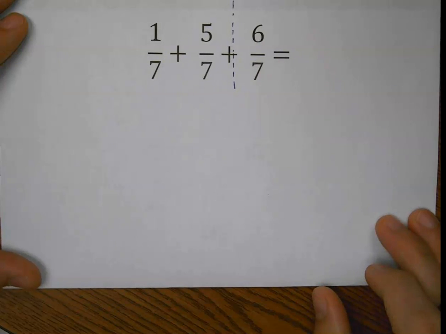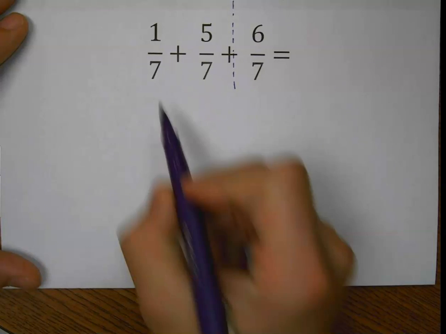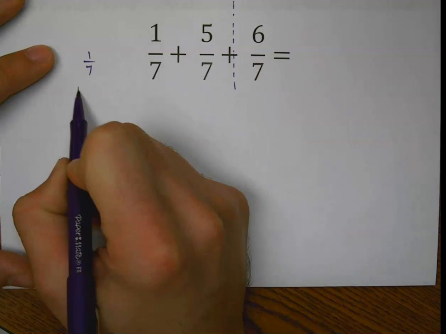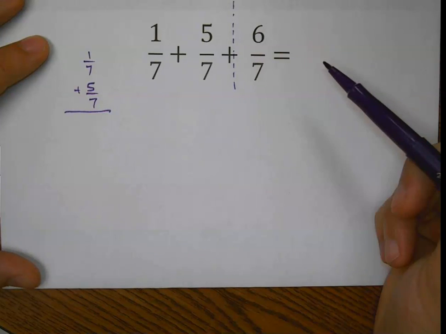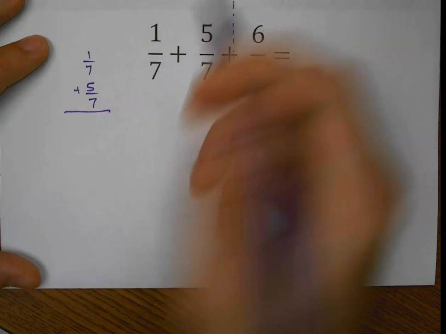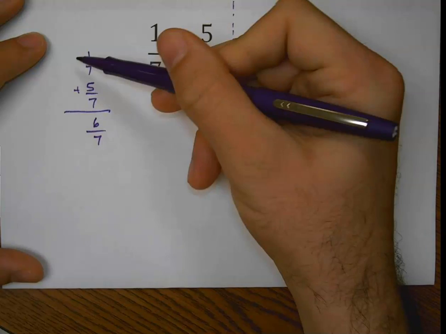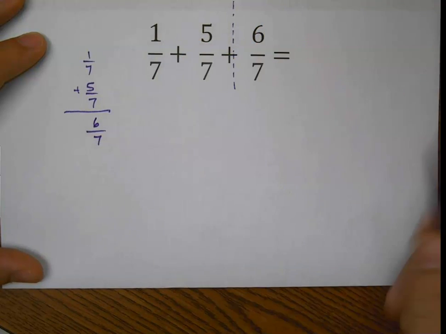Now, since this is all addition, we're still going to use the order of operations. And since it's all addition, we're just going to go from left to right. So this is what I would do first. I have 1 over 7 plus 5 over 7. My first step is to add the numerators. 1 plus 5 gives me 6 over 7. I don't have any whole numbers, so I'm not going to do that step 2.